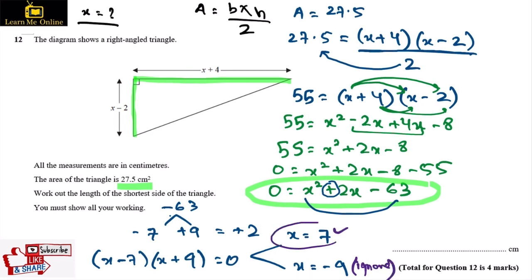This value is right. So now, to find out the shortest length, you're going to use this 7 over here. So you're going to show the working out. 7 plus 4 would be equal to 11. And here, you're going to do 7 minus 2, which is going to be 5. So clearly, we can see that the shortest length of this triangle is 5 centimeters. And it was a 5-mark question, so I'm going to highlight it over here.